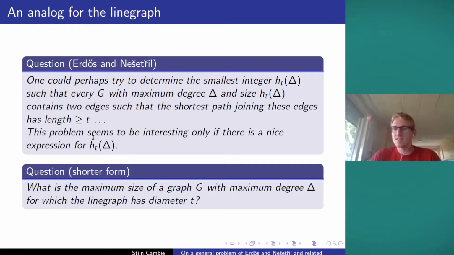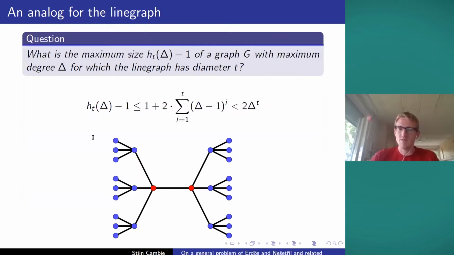So then this is pretty similar to the degree diameter problem. And in particular, it's again pretty easy to see that there is an upper bound, and this upper bound will be smaller than 2 times delta to the t. So somewhat you have an analog of the Moore bound, and the intuition behind this is also similar.